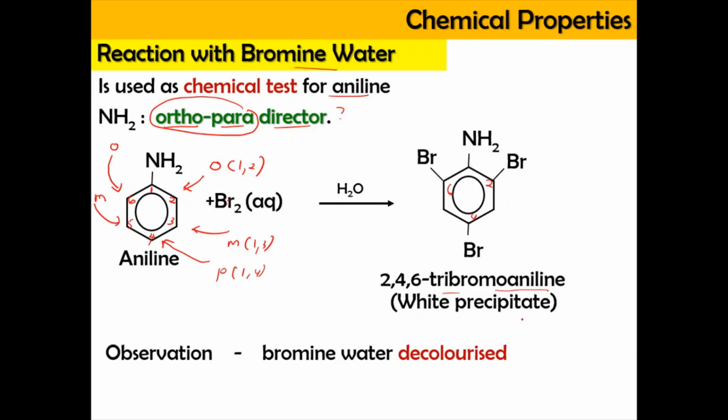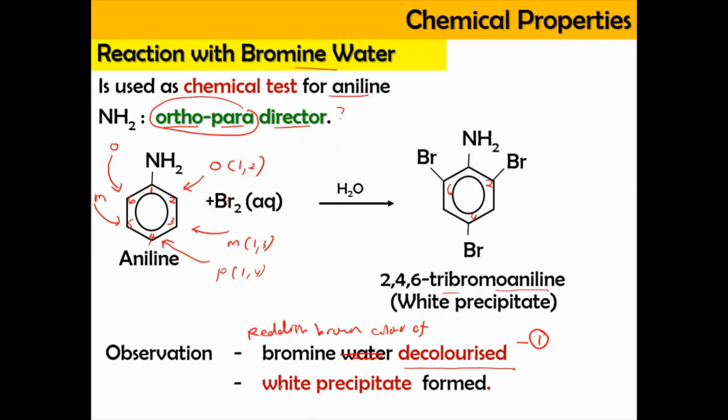So you can say that for the observation of aniline, when we react with bromine water, the bromine water is going to get decolorized. Okay, the reddish brown color of bromine is decolorized. Okay, that's for observation number 1. And for observation number 2, we can say that the white precipitate is going to be formed.